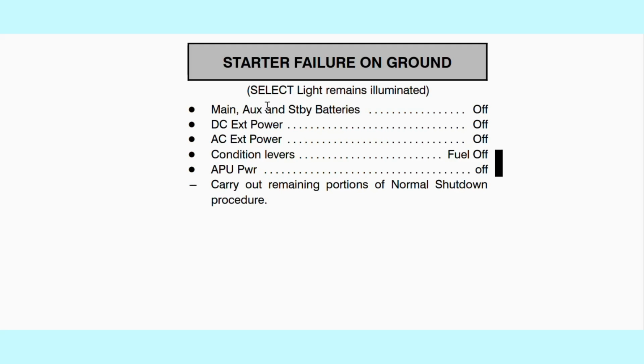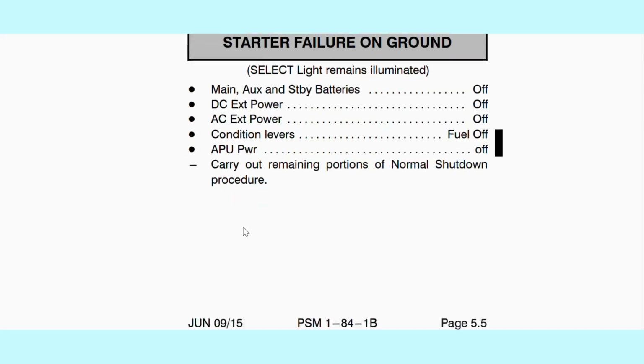How do you know it's starter failure on ground? The select light this time remains illuminated. So again, after 15 seconds, it's perhaps maybe 38, 40 going onwards, the select light still remains illuminated. Now we have a problem. So all you do here, you have to shut down the aircraft. It's not a memory item, so you go step by step and do all these actions as per the QRH. It's pretty much obvious, and of course this is now to do with a maintenance issue.